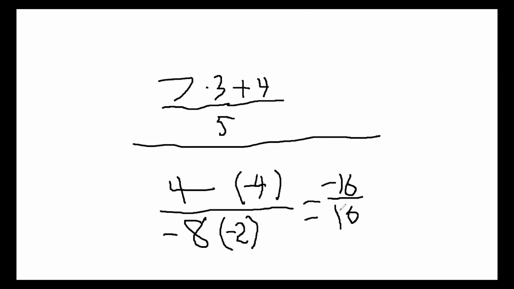So if there's only one negative, it's an odd number of negatives. Remember what we said earlier? You have odd number of negatives and even number of negatives. If it's an even number of negatives, it's going to be positive. So if it's an odd number of negatives, it's going to be negative.